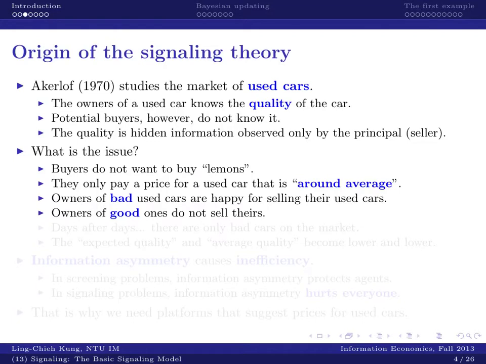In that case, if I own a very bad used car, then I will be very happy, because my quality is hidden, my quality is bad, but you cannot see it. So I will be happy to sell my car at an around-average price. On the other hand, if I have a good car, then I will not be willing to sell my car.